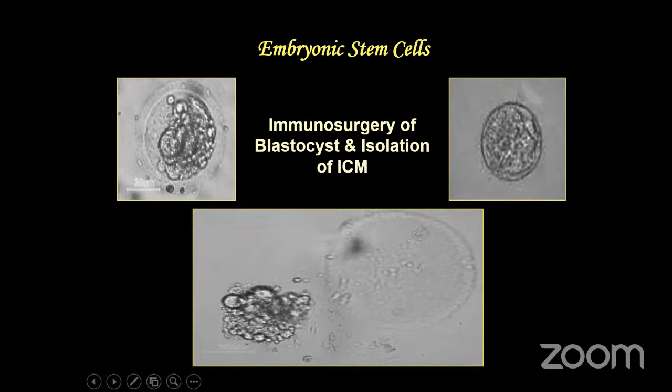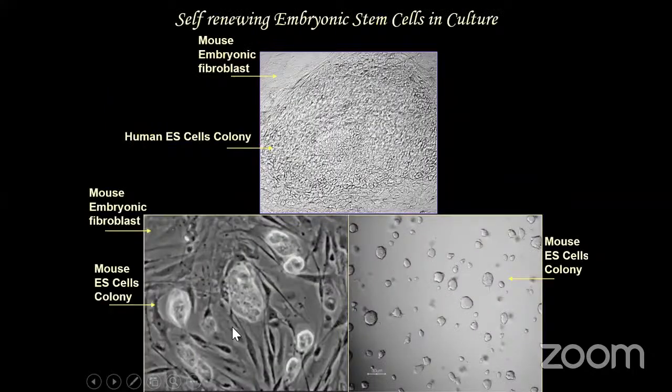And using the same, this is from the human embryo, a discarded embryo. A human embryonic stem cell line has been established, and mouse ones are commercially available. Even human ones are also commercially available. This is showing the mouse embryonic stem cells. This is human embryonic stem cells.